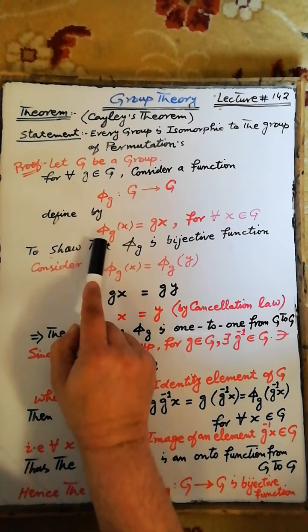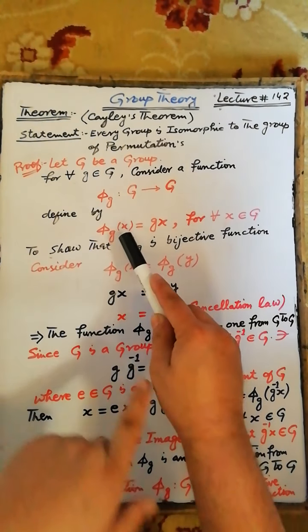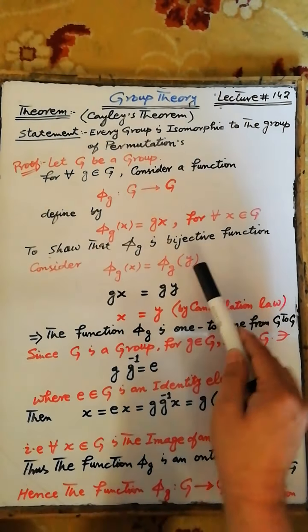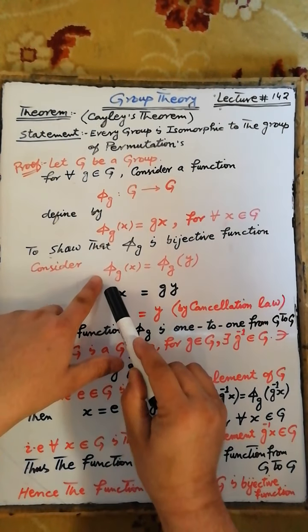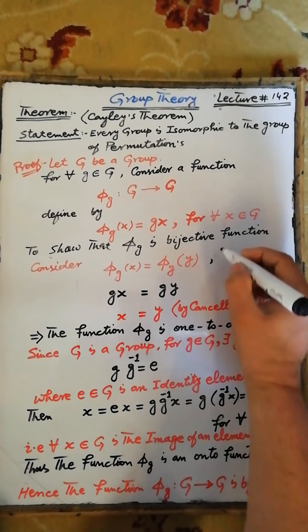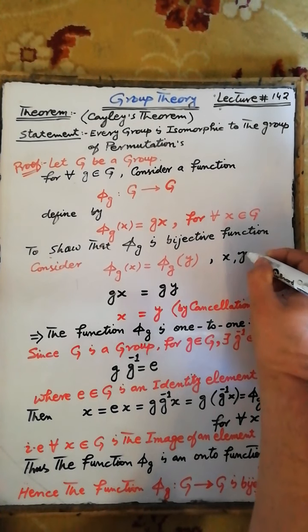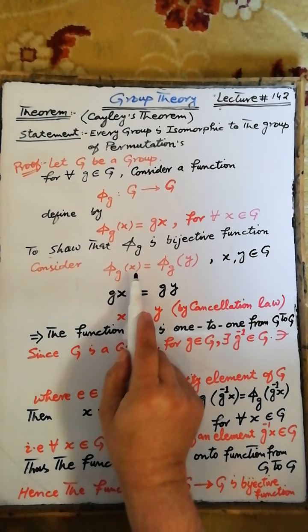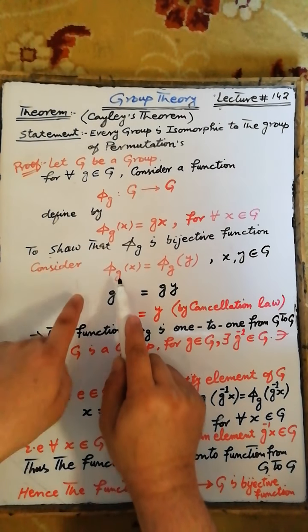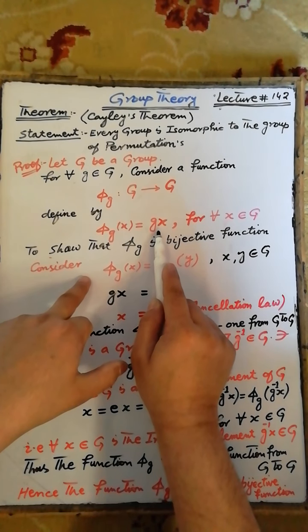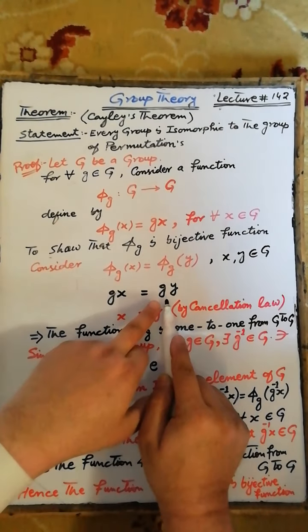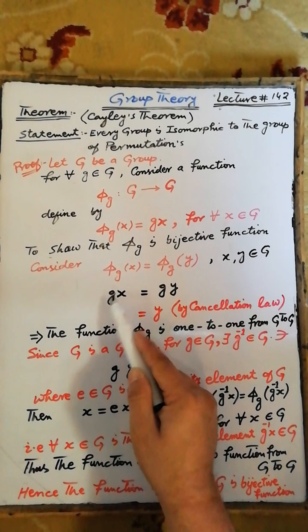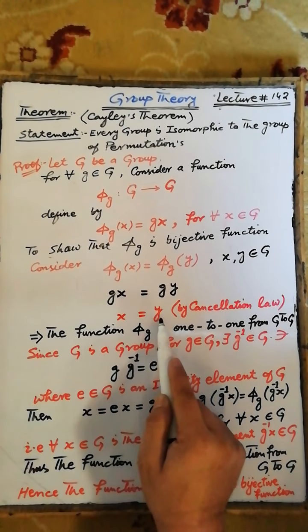defined by phi_g(x) = gx for each x belonging to the group G. To show that the function phi_g is a bijective function, we consider any two points x and y belonging to the group G, with phi_g(x) = phi_g(y). According to the above condition, this gives gx = gy, and by the cancellation law, cancelling g with g, the result is x = y.